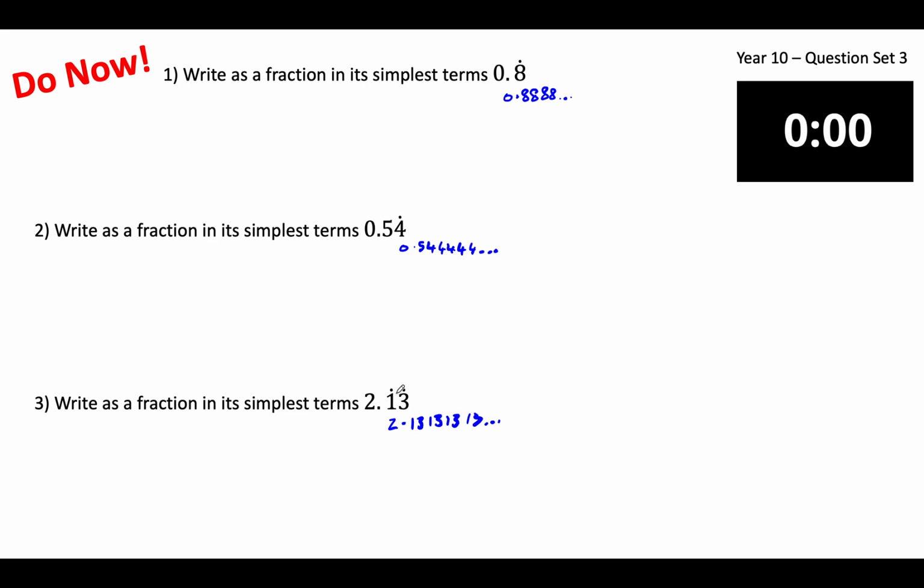Right, first thing, there's quite a system to these. And the first thing is to just write x equals your number. So x equals 0.8 recurring. And remember what this means. This means that these 8s keep going forever in a pattern.